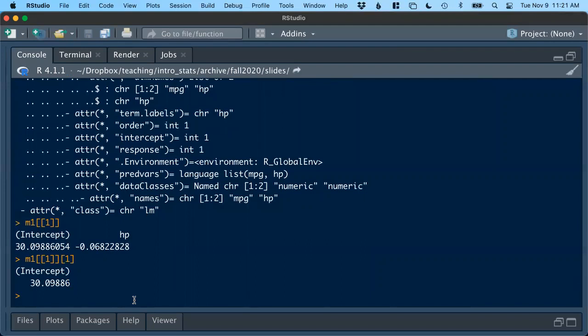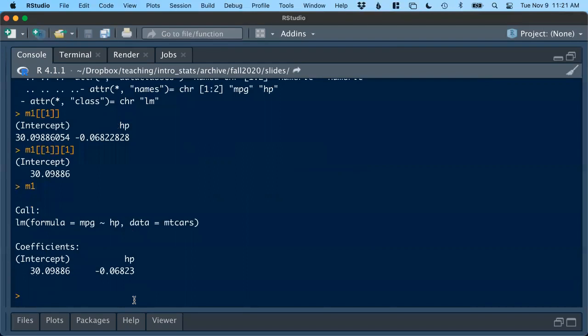If you ever find yourself needing to work with list objects, which you will when you get more advanced, you'll kind of know what that is when you see it, but don't worry about it for now. Anyway, M1, by default, when I ask for the output of a linear model object, doesn't give me everything. It just gives me the formula and the coefficients, which is useful because that's all I want to see right now. Okay, so this is my model.